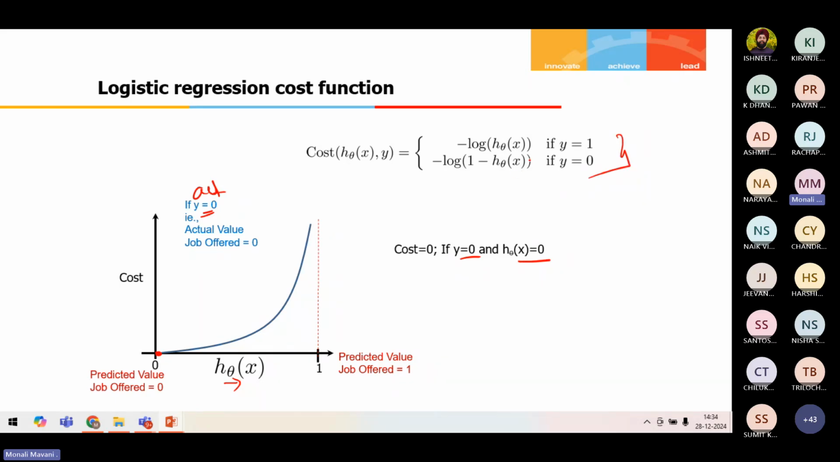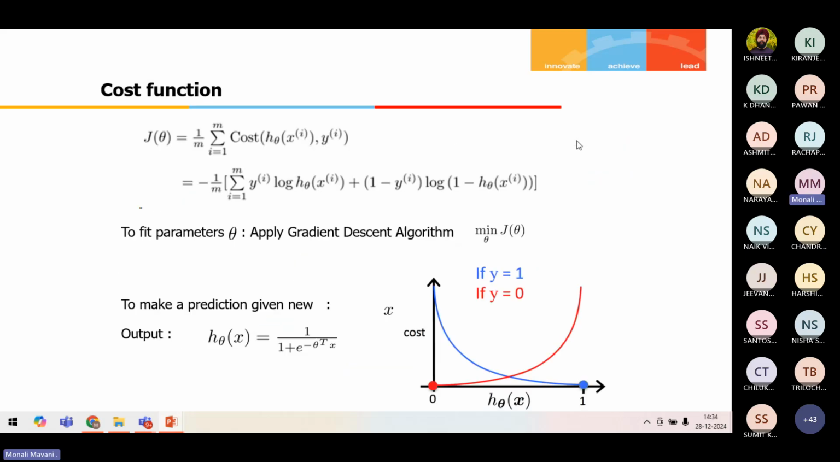This way of writing the equation is difficult, since we have to use a gradient descent algorithm where we want to combine the two for class 1 and class 0. So we can combine the class 1 and class 0 equations into one single equation, which looks very complicated but is very easy to understand: y of i into log of h of theta, so actual into log of predicted, plus 1 minus actual into log of 1 minus predicted value.